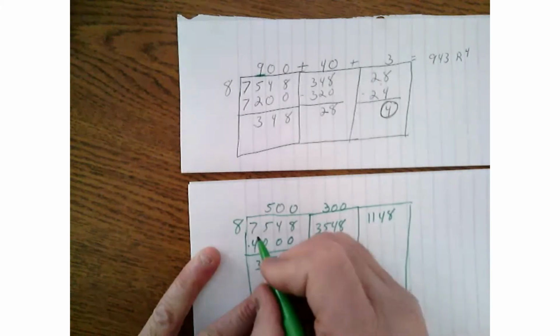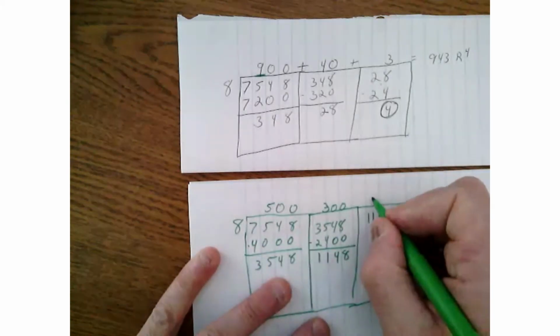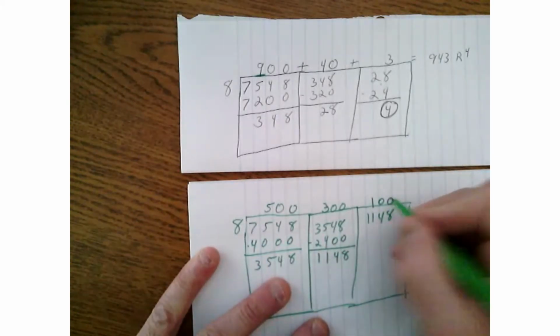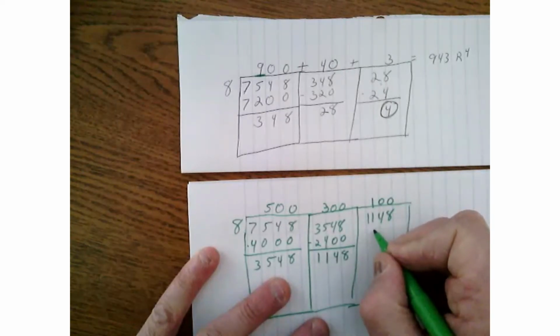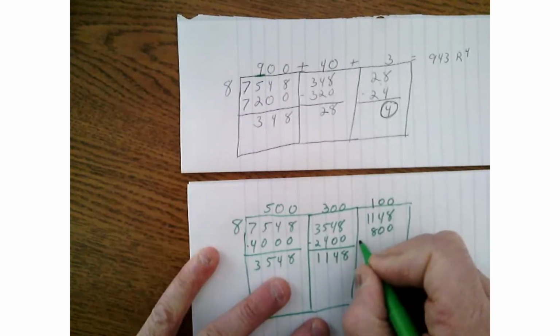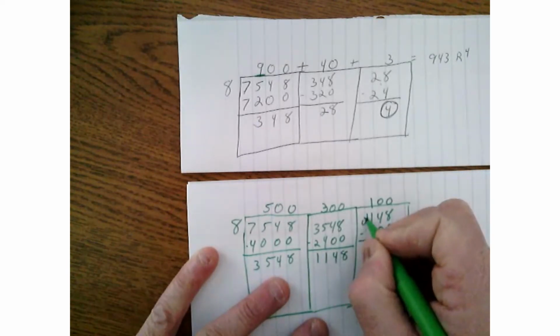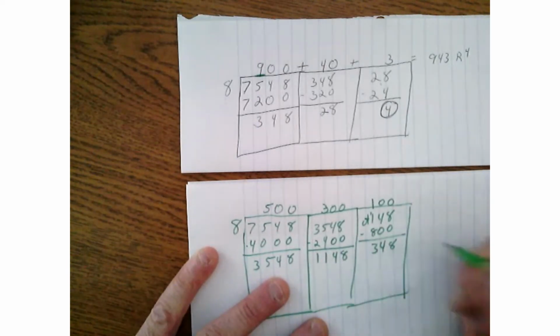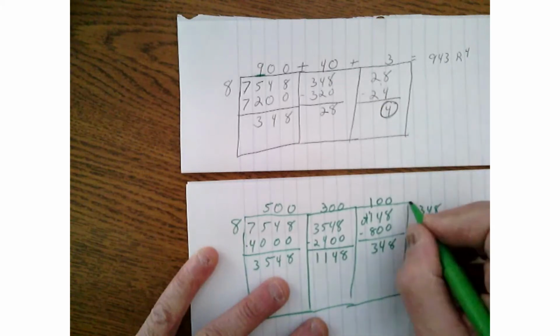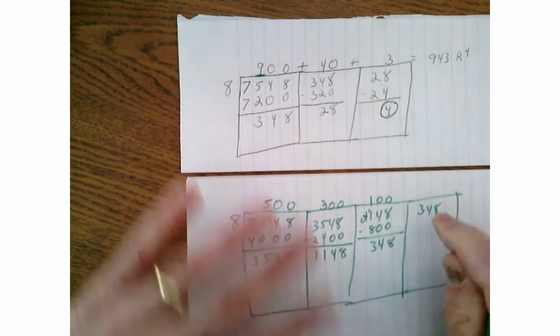Alright, 8 doesn't go into 1, but 8 goes into 11 once. I can see that. That makes 800. Subtract it out. 348. If you notice, both problems got to 348.